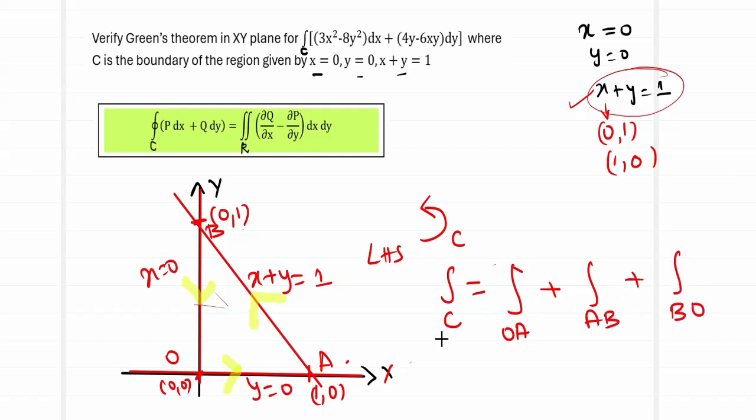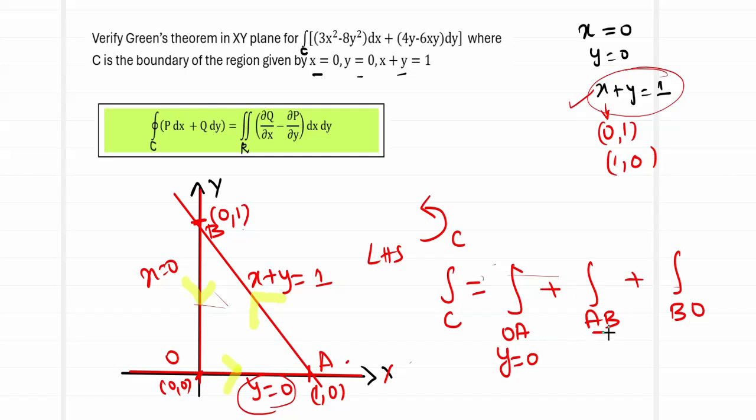So instead of evaluating a single curve, we are splitting it into three parts and evaluating them separately, and adding them up will give us the same answer as the prior one. So let us move on to fix what are going to be these lines. First line, the line OA. What is the name of the line OA? The name of the line OA is y equal to 0. So y equal to 0 over here.